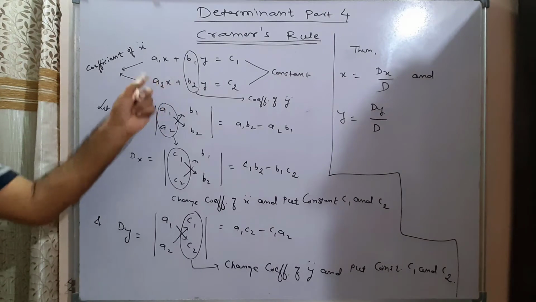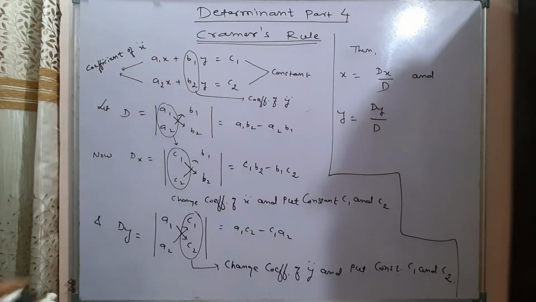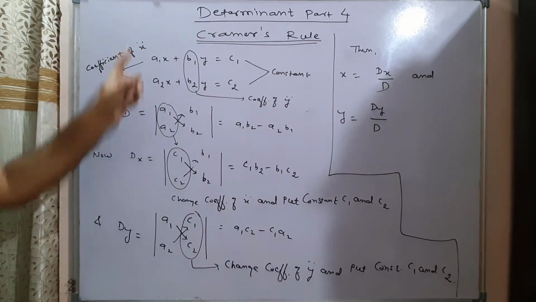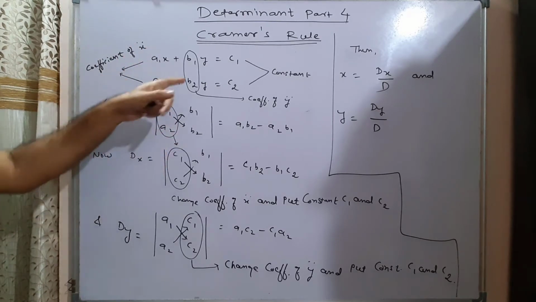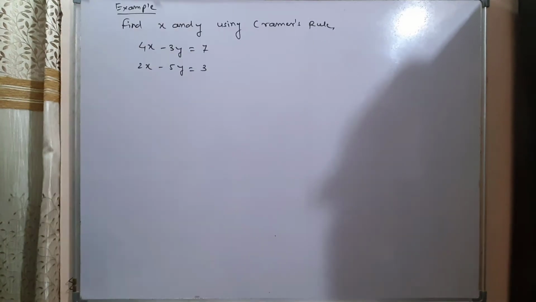So we know the values of unknowns by using the simultaneous equation method. But now we have to find out the values of x, y by using Cramer's rule. Now see this example.